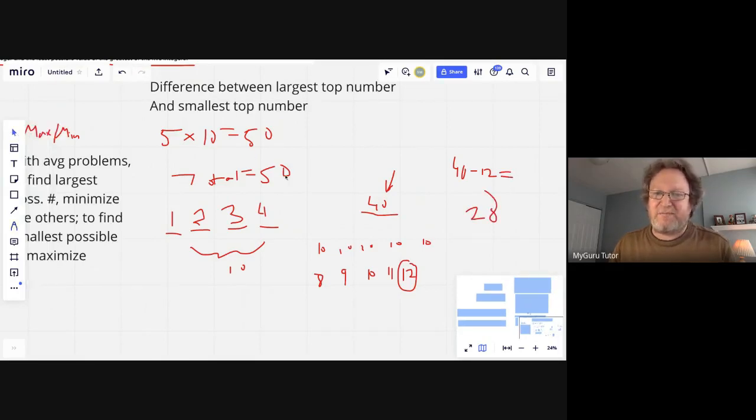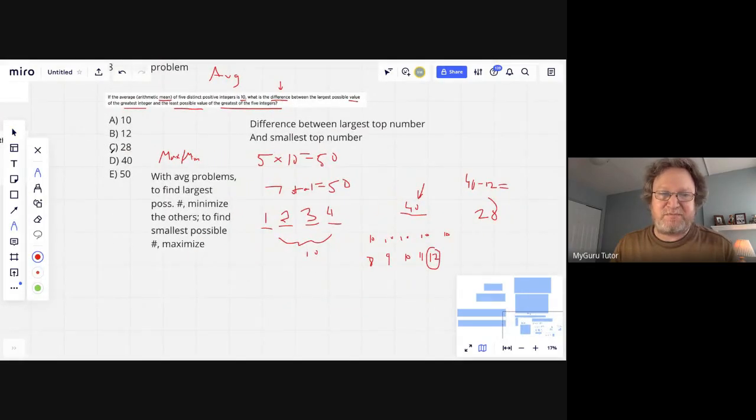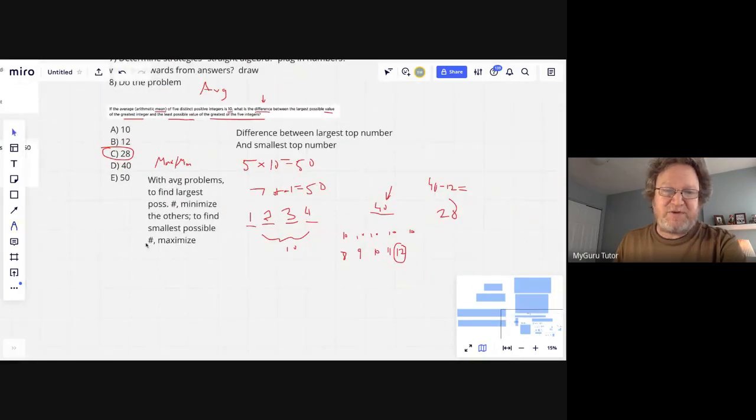All right, tough problem. It's one of the harder ones you'll come across. Any questions on that one? If not, then we will move to another one. Let's move on to another type.